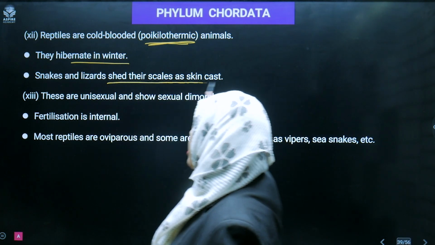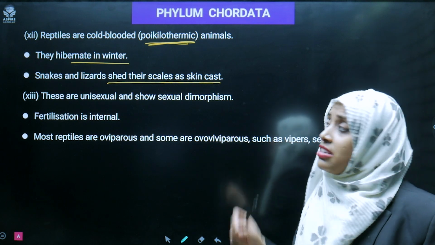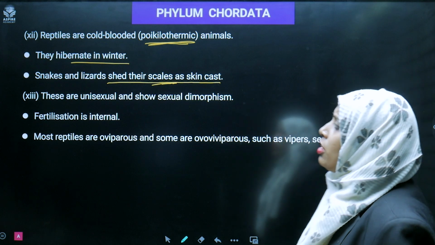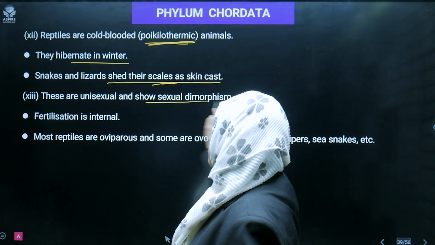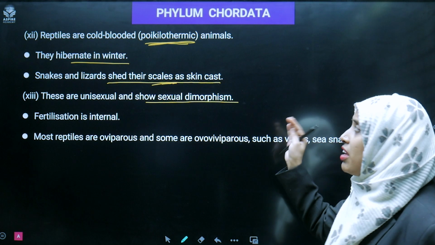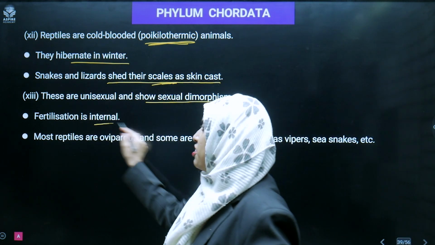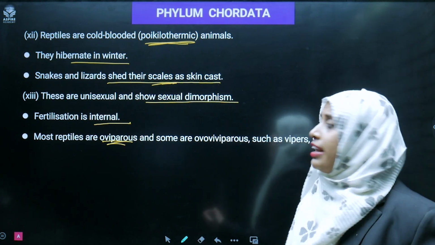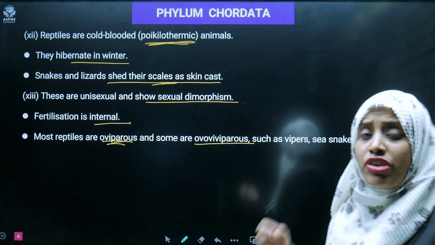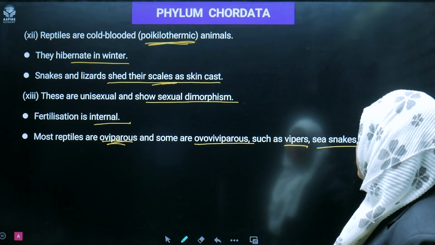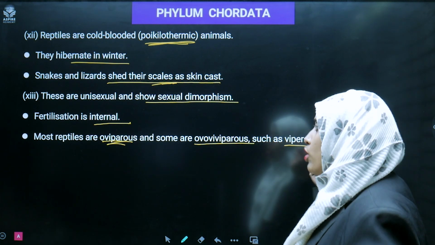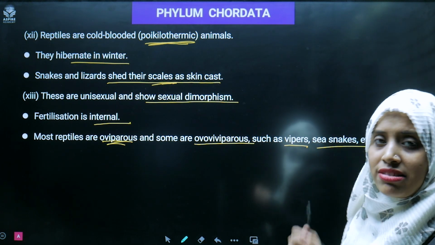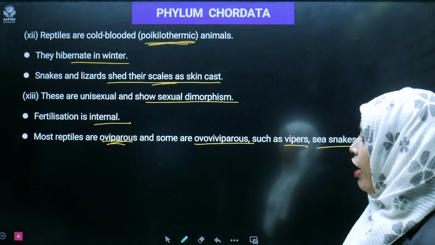Now snakes and lizards shed their scales as skin cast. Snakes and lizards, both shed their scales. Okay, so they are unisexual and show sexual dimorphism. That means male and female reptiles are separate and fertilization is internal. Most reptiles are oviparous, egg laying hote hain, and some are ovoviviparous such as viper, sea snake, all these organisms. So oviparous, the egg laying reptiles, are also there, and ovoviviparous, that means the organisms are hatched from eggs inside the body.